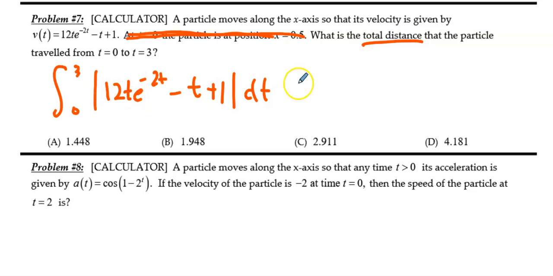And then once you do that on your graphing calculator, you're going to get 4.181, and so your answer is going to end up being D. All right, so I think that's a good place to stop for this video. This one was really focused on the distance versus displacement.